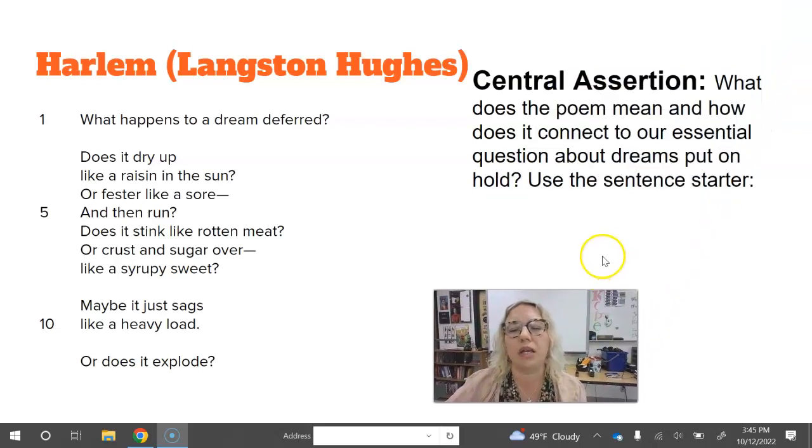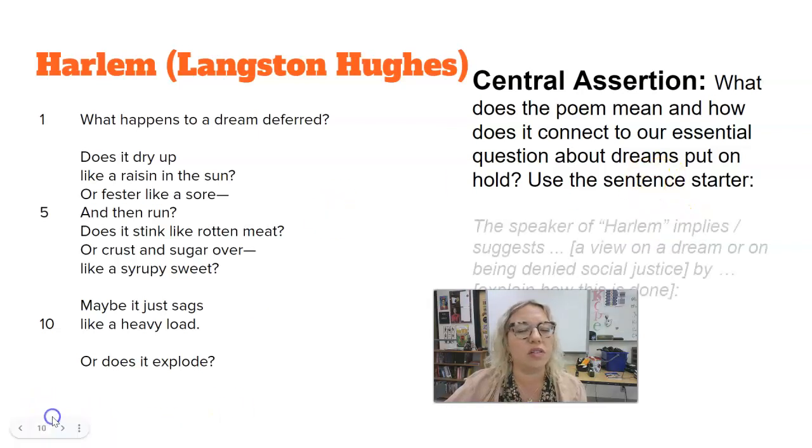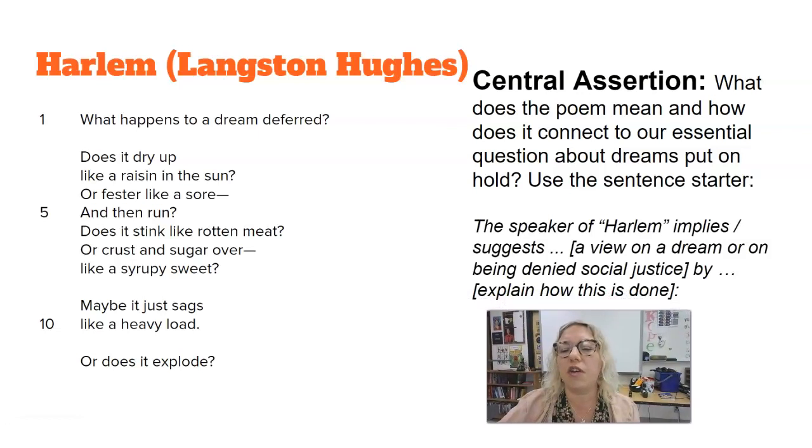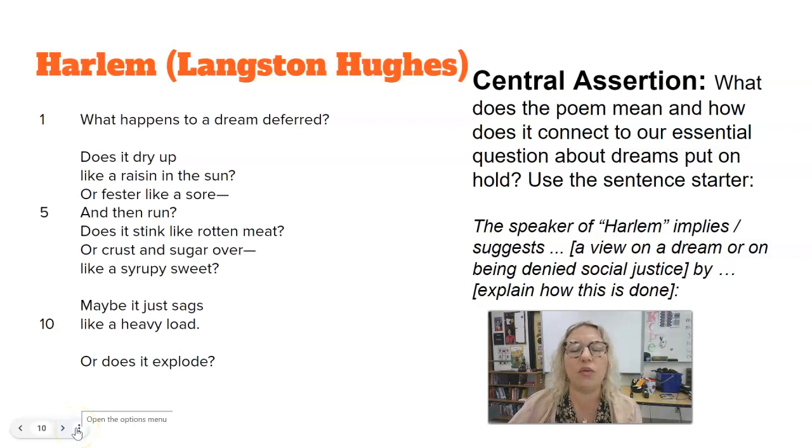What does the poem mean, and how does it connect to our essential question about dreams being put on hold? Feel free to use a sentence starter. The speaker of Harlem implies, suggests, and then a view on a dream or being denied social justice by. This is the main point that you think the poet is making or that you took away from this poem. Use the sentence starter to help you out here. Good luck as you finish this up.